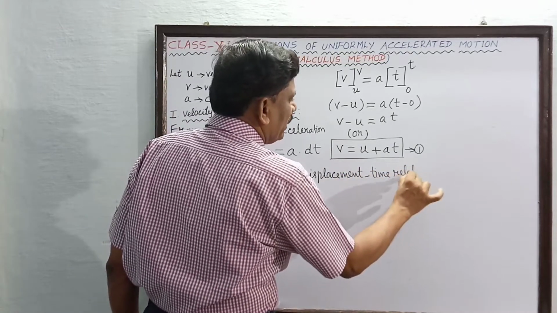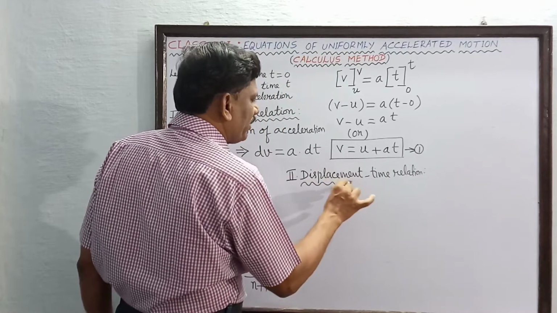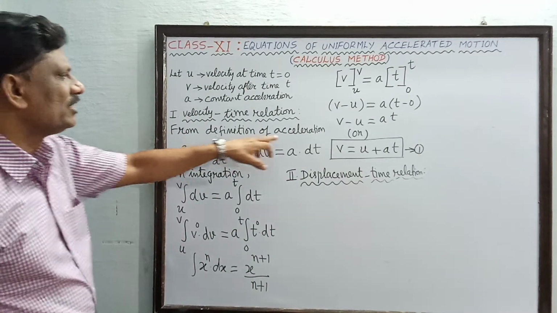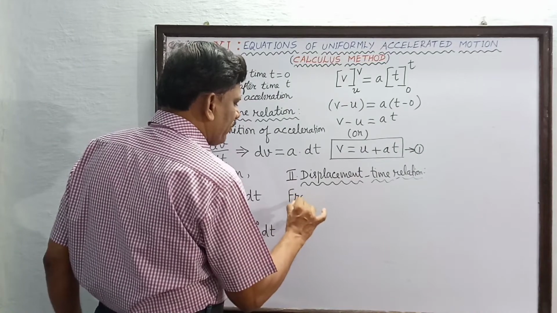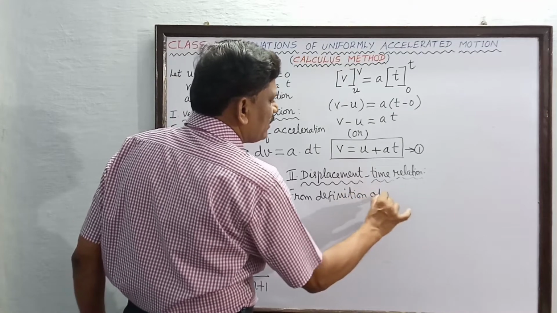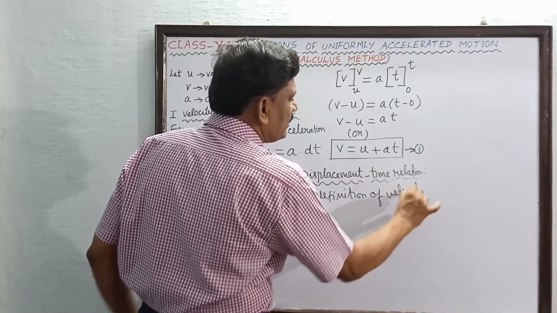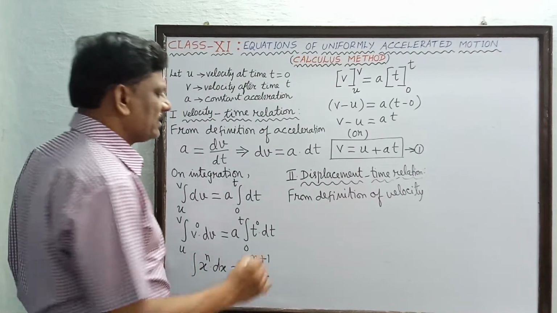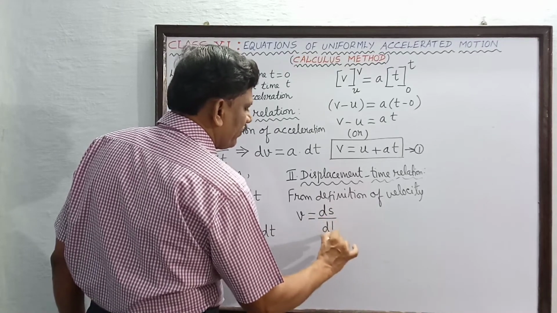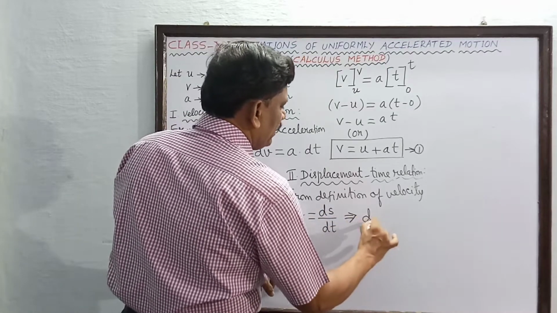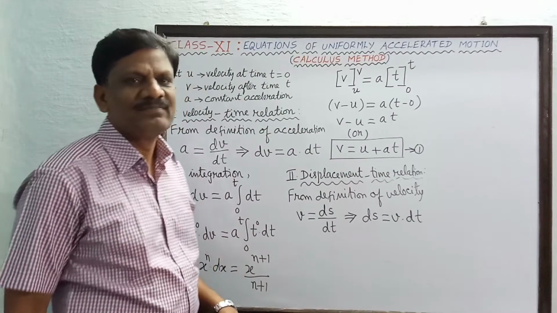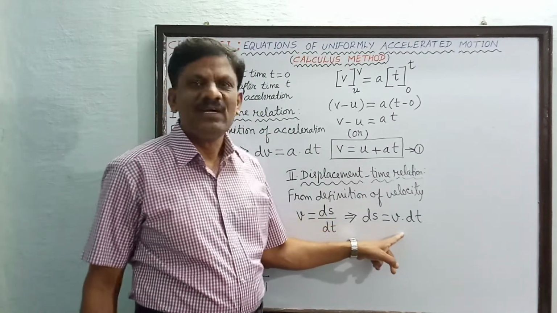So for the second equation, namely displacement versus time relation, we start from the definition of velocity. Here we started from the definition of acceleration, is it not? So here from definition of velocity. So how do we define velocity? Velocity is defined as the rate of displacement, is it not? So v is equal to ds by dt, and this implies ds is equal to v into dt. Okay, so ds is equal to v into dt.